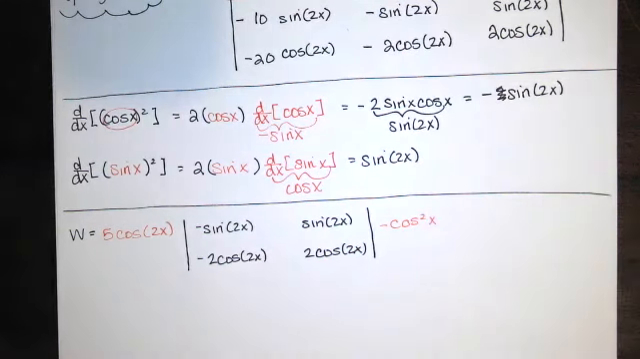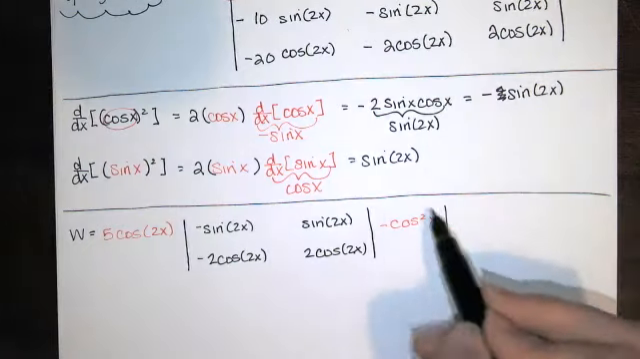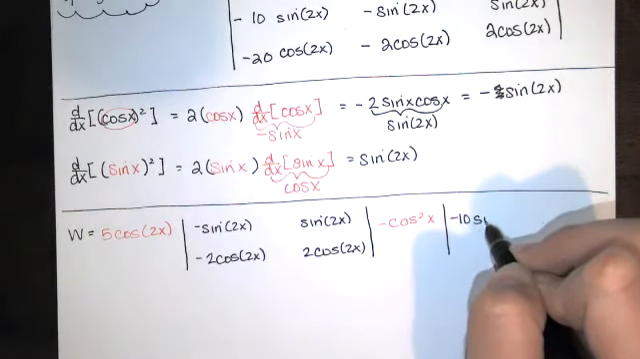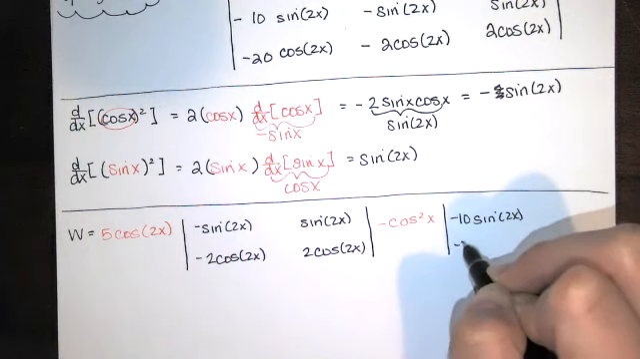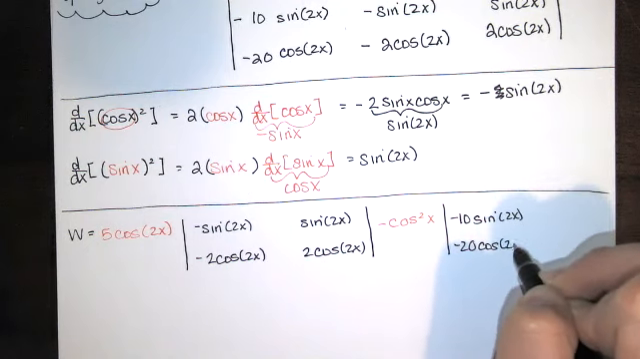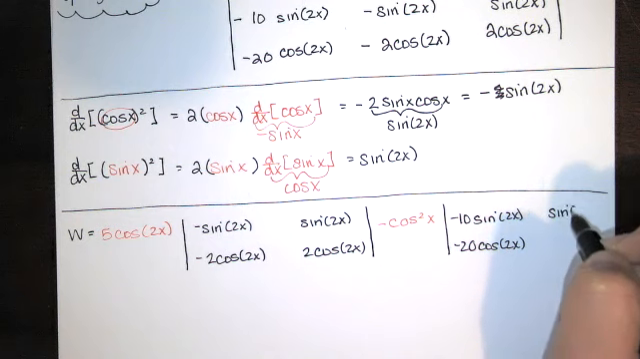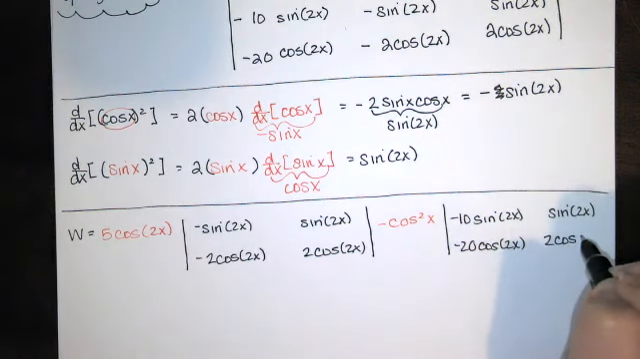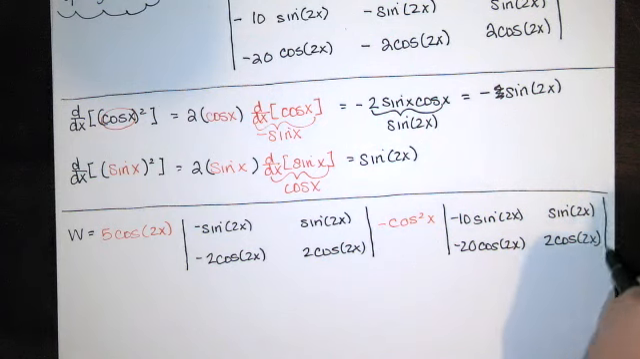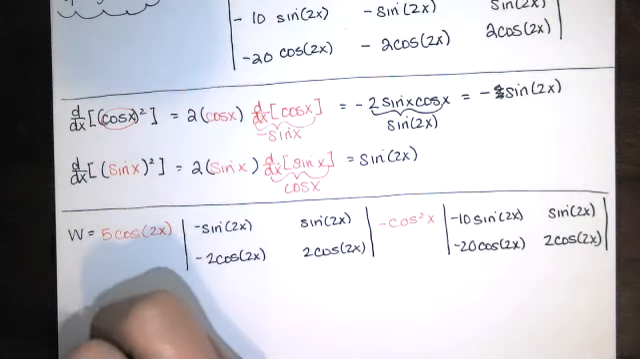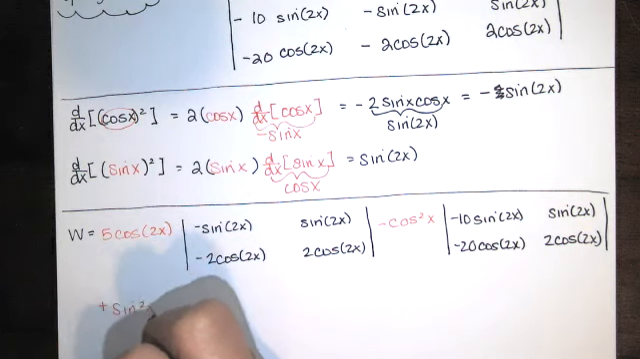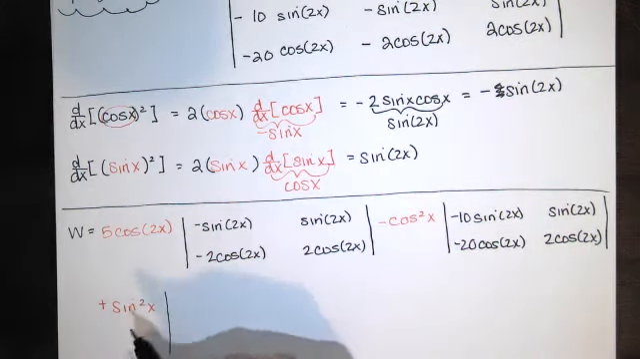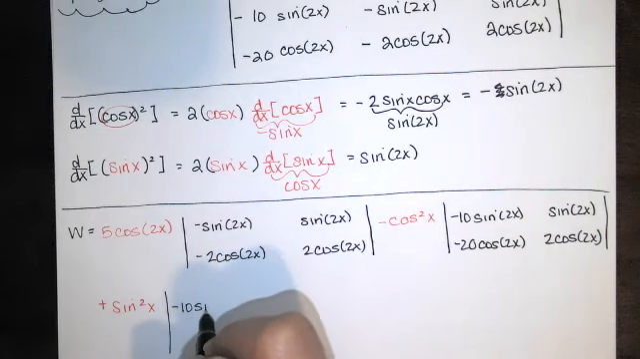And we have minus cosine squared x times the 2 by 2 that comes from crossing out that row and that column. We've got negative 10 sine of 2x, negative 20 cosine of 2x, sine of 2x, and 2 cosine of 2x, plus sine squared x times the 2 by 2 that comes from crossing out that row and that column, that 2 by 2 determinant.